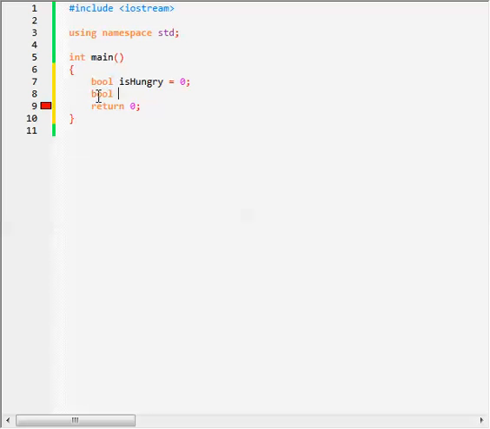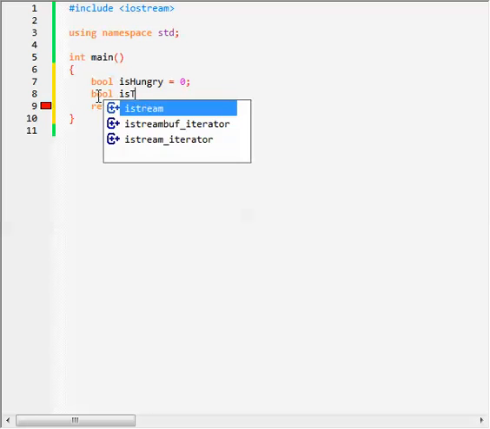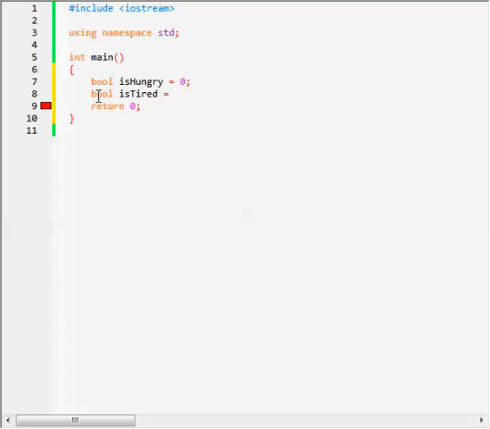Then let's make the variable is tired. Okay, is tired equals 0 too. I'm not tired. I hope I'm not. Maybe I'm asleep. Who knows? Anyway, then we're going to have the Boolean, let's say bool is procrastinating. I am procrastinating.